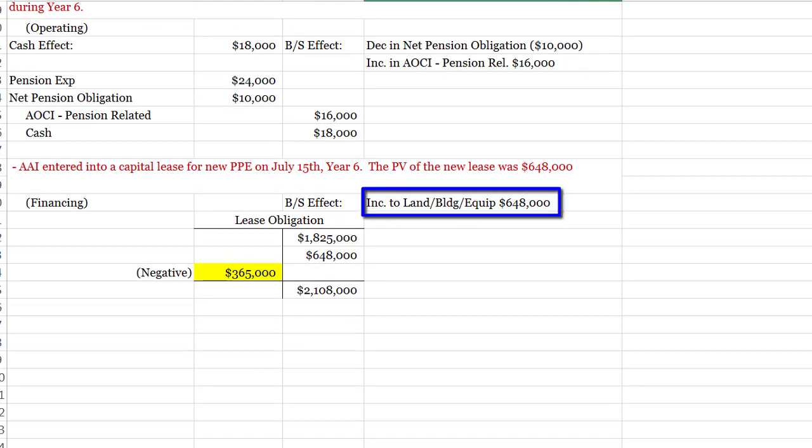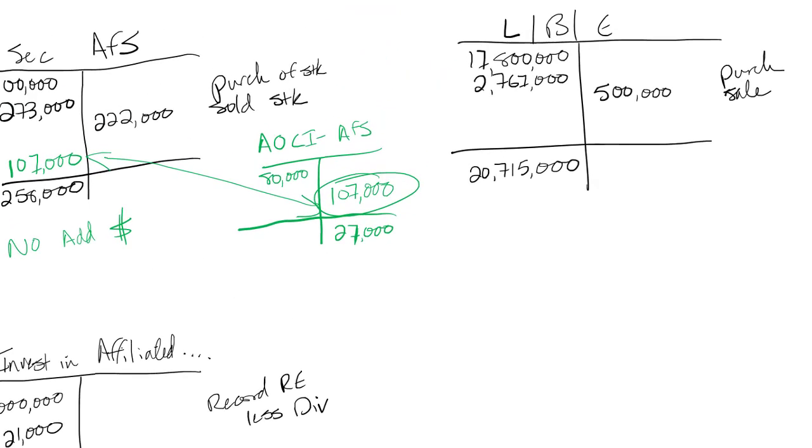Oh, wait, there's one more. Increase to land, building, and equipment of $648,000. And that was the lease.